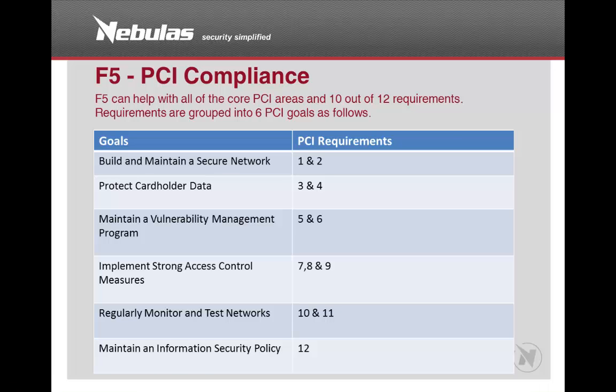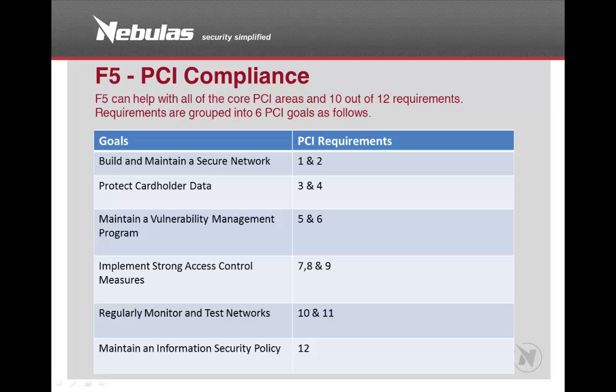The fifth goal is to regularly monitor and test networks. The F5 ABR module allows customers to monitor events and keep track of changes with full audit. F5 does not have its own testing services but has third-party tools to help achieve penetration testing.